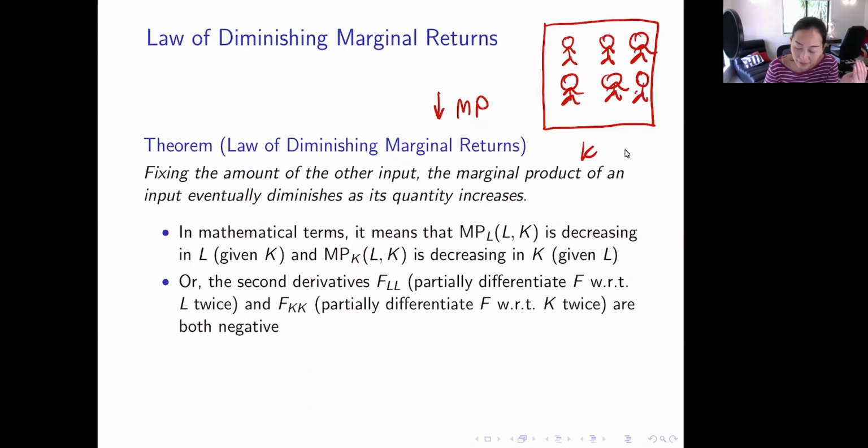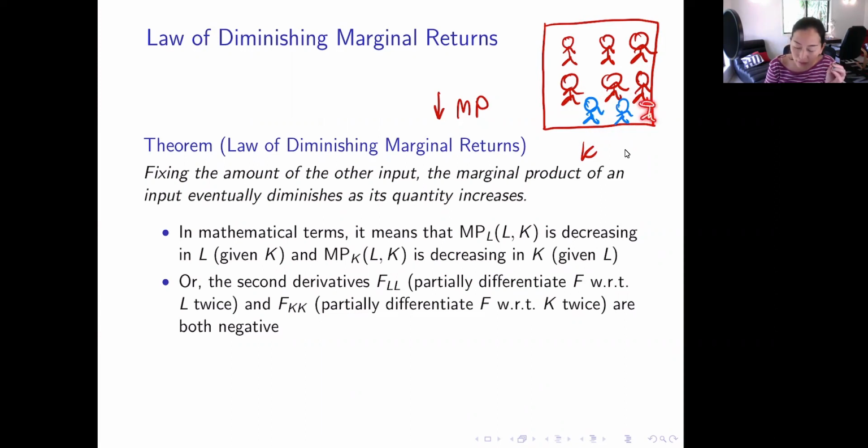As you can see, it's getting a little bit cramped here. Now we have 6 laborers working on 1 unit of capital. If I add 1 more laborer, the marginal product of this 7th unit of labor would start to fall. It would be smaller than the marginal product of the last unit of labor. If I keep adding more and more labor, you would expect the marginal product to become smaller and smaller. It's still positive, just a smaller positive marginal product.